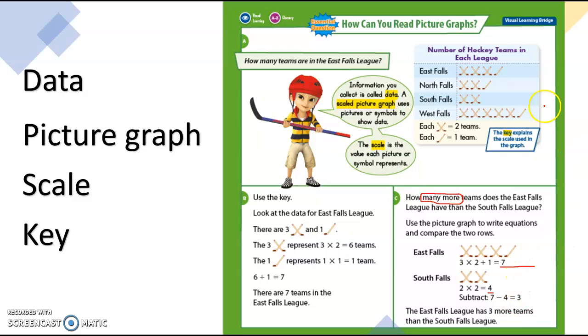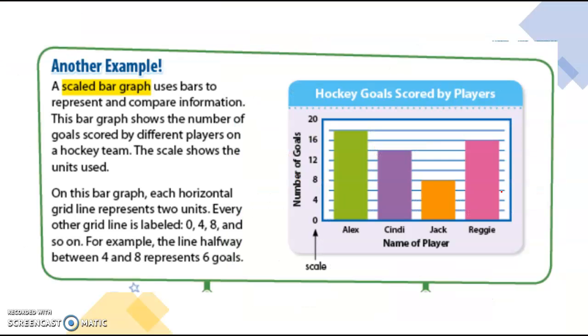So again, this is a picture graph. And this is a bar graph. So this is data represented in bars. So a scaled bar graph uses bars to represent and compare information. This bar graph shows the number of goals scored by different players on a hockey team. The scale shows the units used.